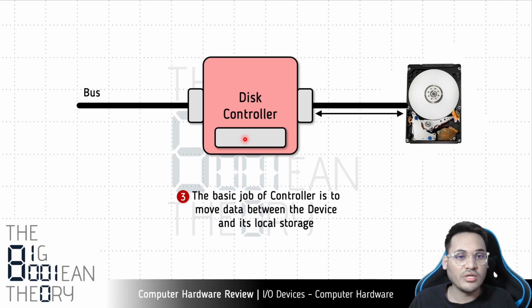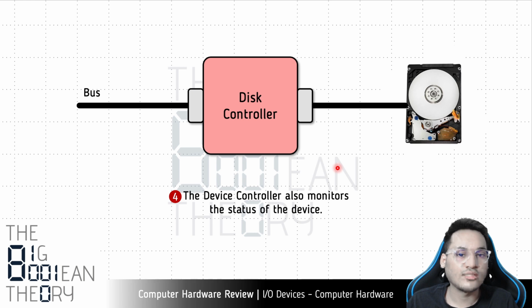Similarly, if it's an output device, for example, the monitor or the display, then when the operating system wants to display some bytes on the screen, it will write that data into the local buffer, and then the display controller will copy that data to the device so that it is displayed on the screen. So this is how moving the data between the local buffer and the device falls under one of the most basic responsibilities of the device controller.